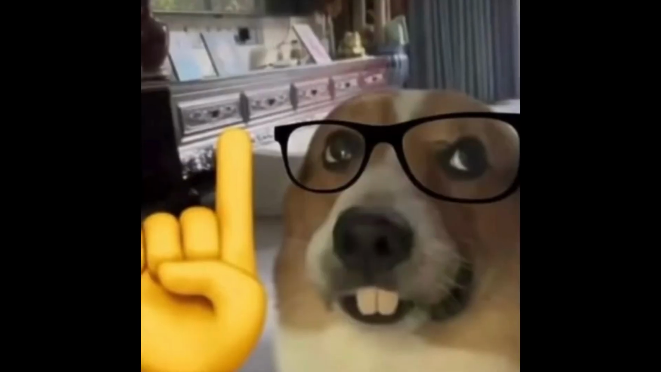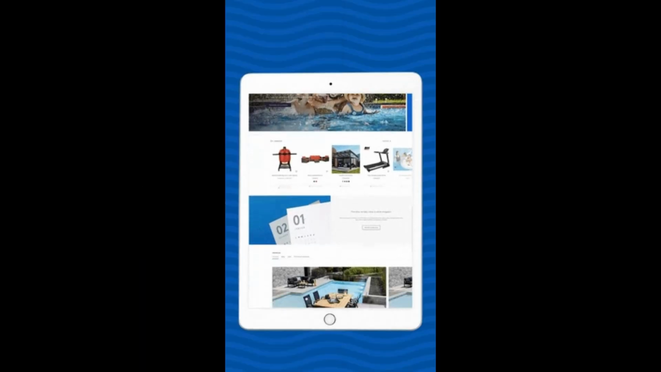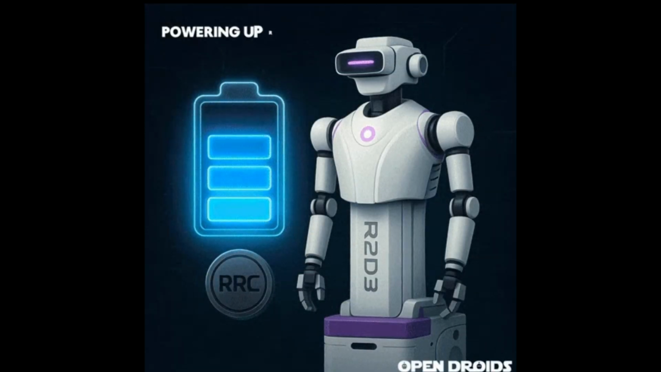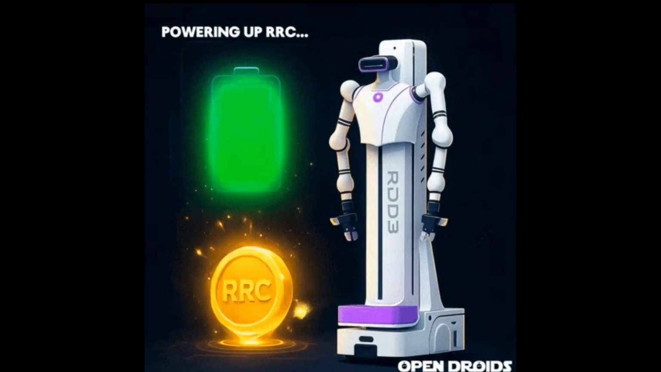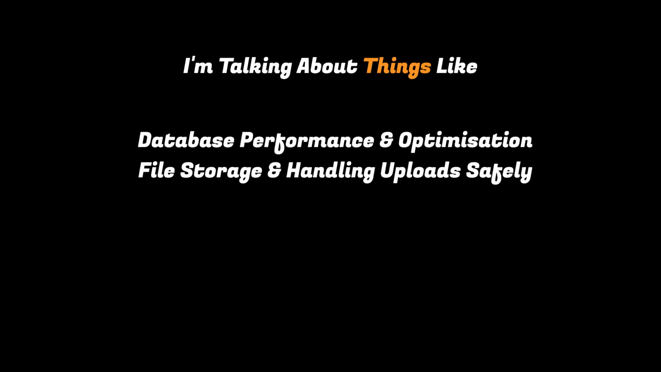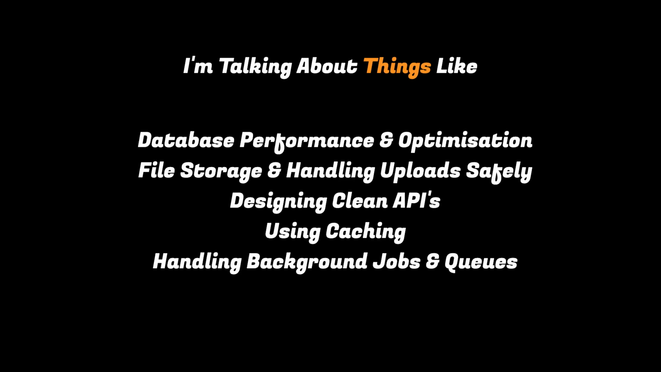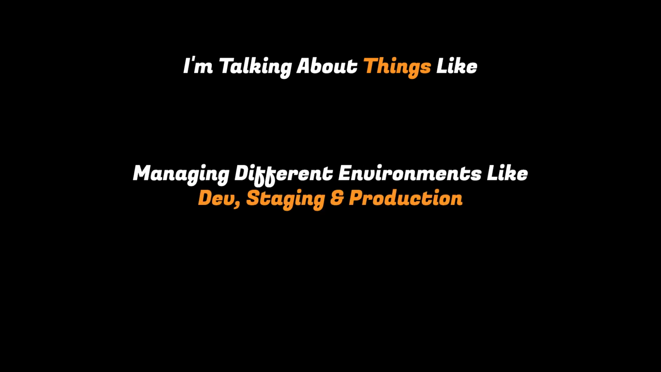All right, skill number 3, full stack fundamentals, but more than just CRUD apps. Because let's be honest, in 2026, everyone and their pet can build a CRUD app. AI can do that in one prompt. What actually makes you valuable is everything that comes after CRUD. I'm talking about things like database performance and optimization, file storage and handling uploads safely, designing clean APIs, using caching so your app doesn't break, handling background jobs and queues, managing different environments like dev, staging, and production.